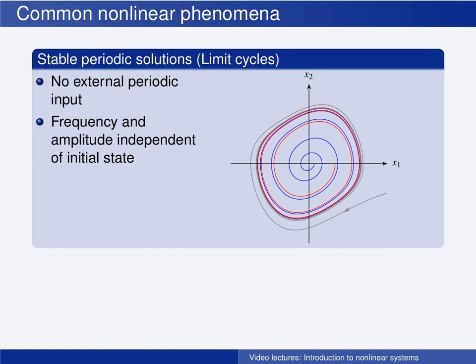Limit cycles, on the other hand, have both frequency and amplitude independent of the initial state. And in the case when the limit cycle is stable, the trajectories surrounding it converge to the limit cycle. So, if the system starts at an initial value slightly outside the limit cycle, it will converge to the limit cycle.